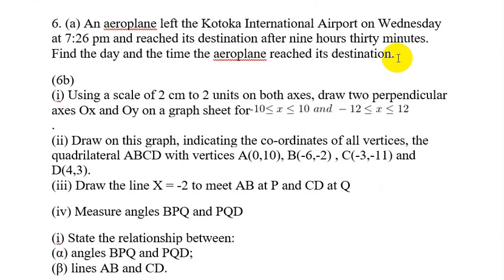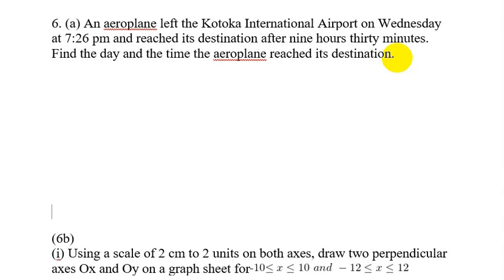Okay. So number 6A says an aeroplane left the Kotoka International Airport on Wednesday at 7:26 p.m. and reached its destination after 9 hours and 30 minutes. Okay, find the day and the time the aeroplane reached its destination. Now the plane left at 7:26 p.m. and reached its destination after 9 hours. Okay, so this one we can just do it manually. Okay, after 9 hours 30 minutes. Okay, now let's look here. It sets off at 7:26.